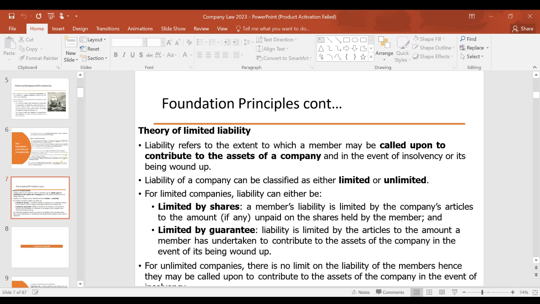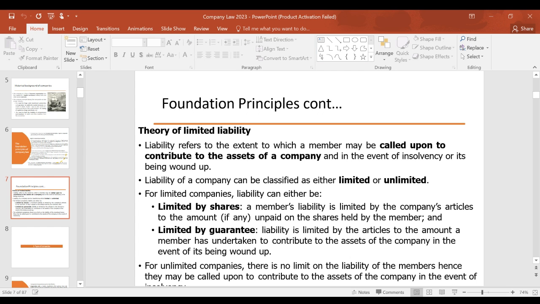Now, let us look at the second principle, which is the limited liability theory. The limited liability theory is that particular theory that denotes that the membership of a company is limited to the capital, either paid or unpaid capital towards the subscription of that company in case of insolvency or winding up.